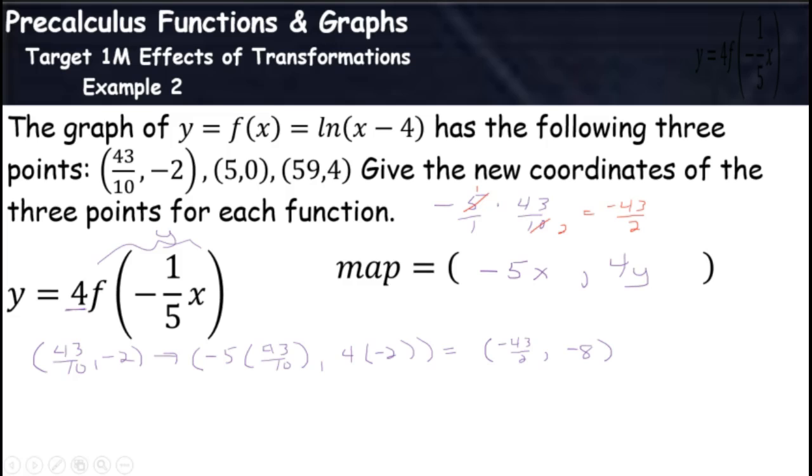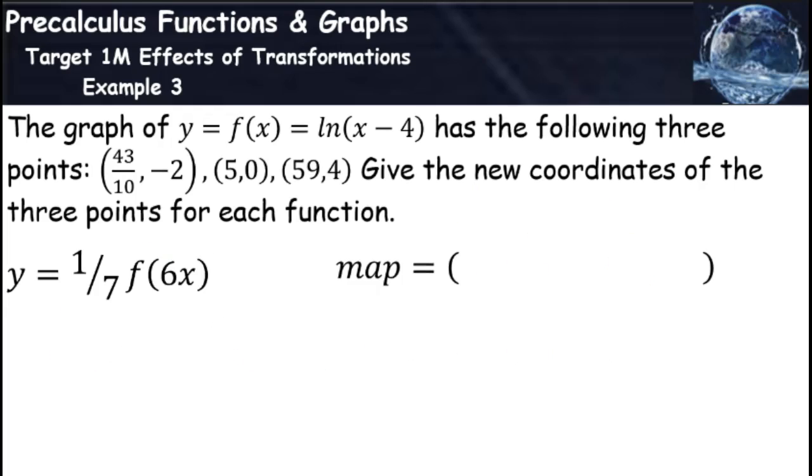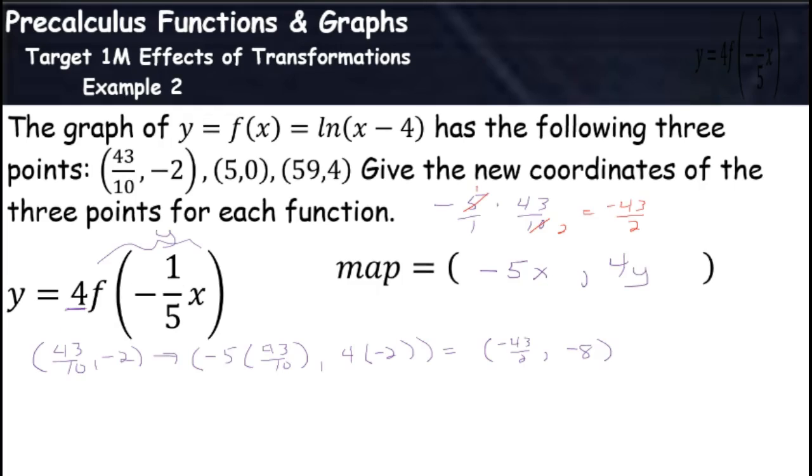Okay, so now for my point 5, 0, same thing, replace x with 5, so I have -5 times 5, comma 4 times y, which is 0, and -5 times 5 is -25, and 4 times 0 is 0, so -25, 0.